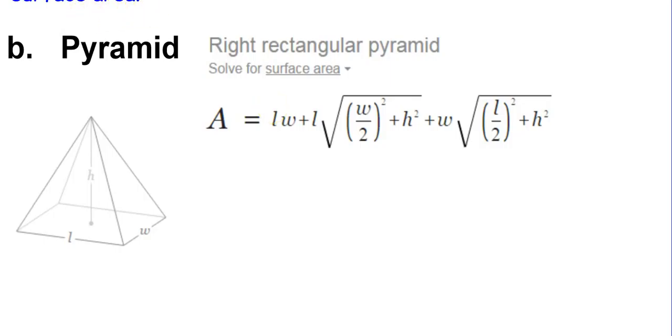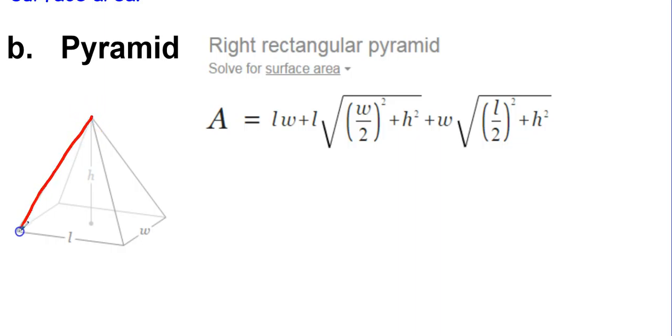All right, guys, looking at the pyramid here, what I want to do is this is actually the formula for the surface area of a right rectangular pyramid. It's a big, long formula, but what I want to do is show you where these different components come from. So here's what we're going to do.